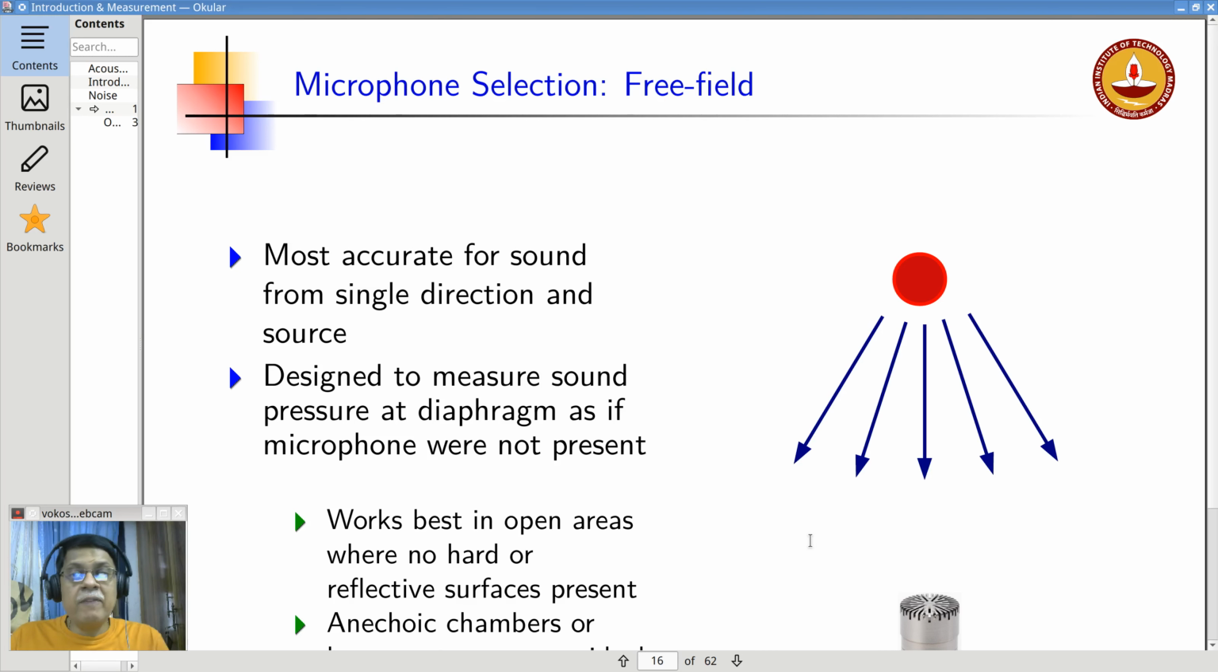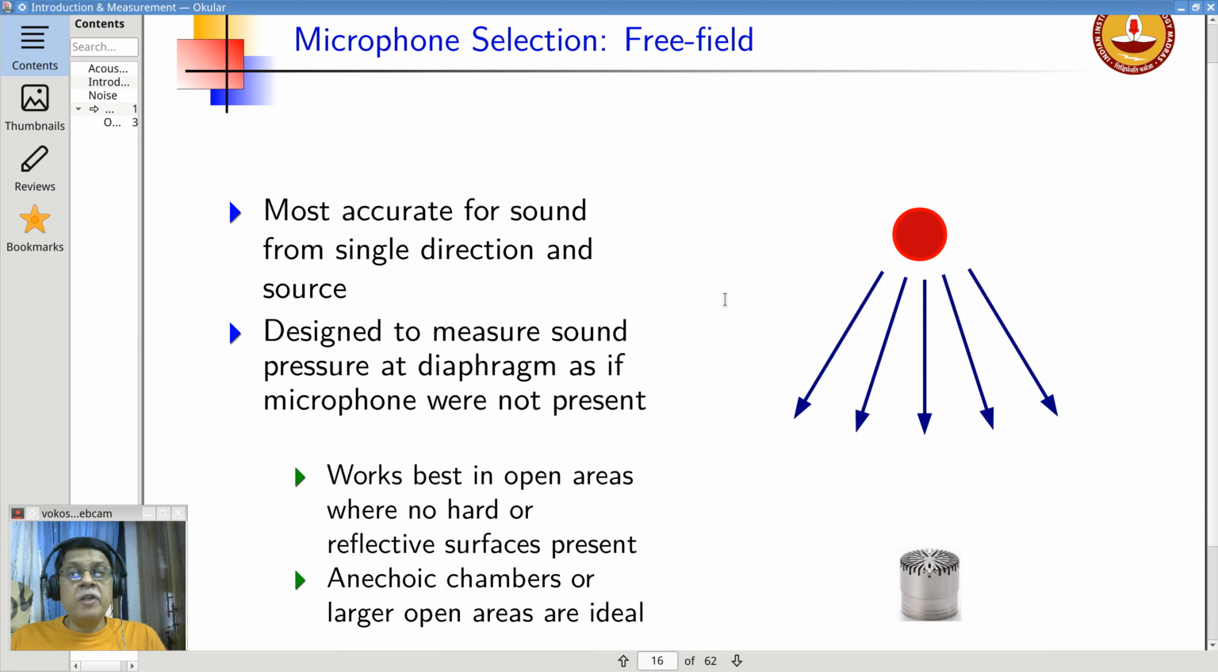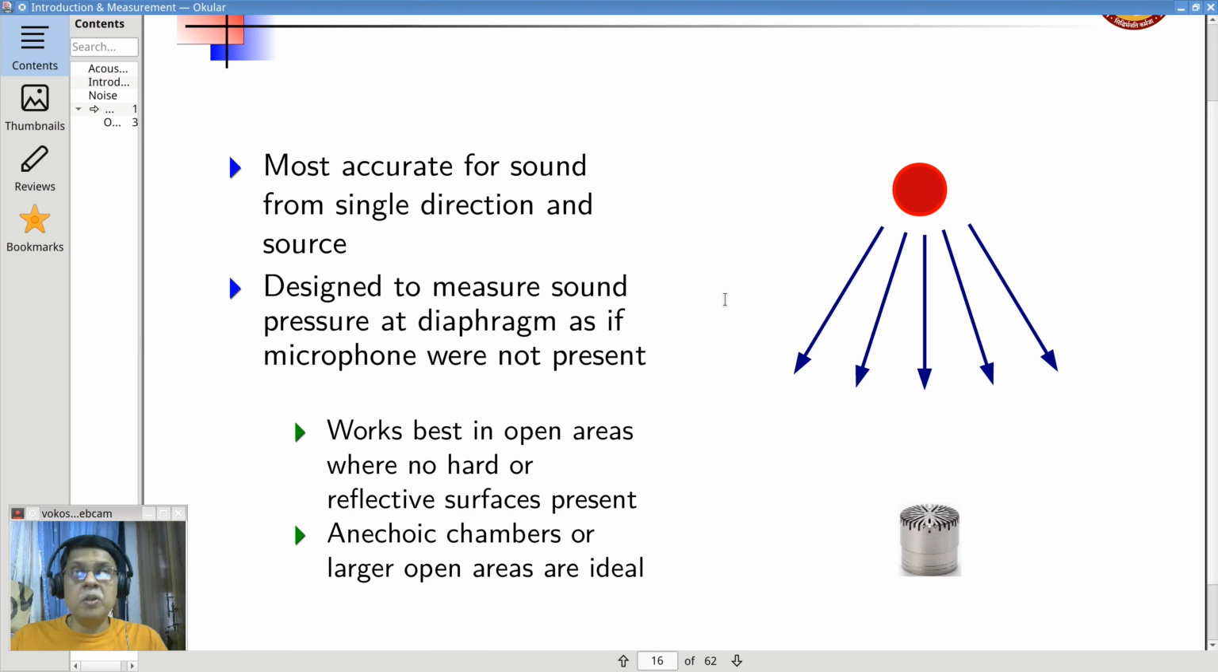The free field is basically most accurate for sound from a single direction and single source. So if there's a dominant source which is creating sound and it appears to come from a single direction, then this microphone is very useful. Now free field by definition means there are no reflections. If you were standing, for example, in a cricket ground, still finite, but the dimensions are so large that if I create a sound, it has to travel quite far before it gets reflected. So it's almost like there is no reflection. That kind of scenario is called the free field.